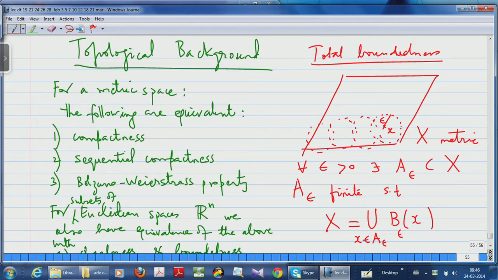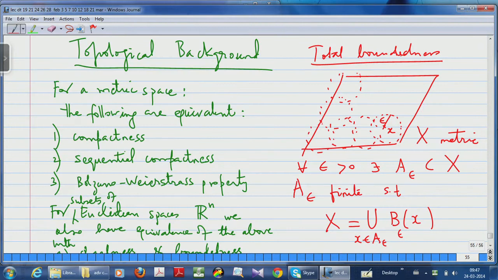The beautiful thing is that all these balls have the same radius epsilon, and there are only finitely many of them. They cover all of X, and this must happen for every epsilon greater than 0. If it happens for a particular epsilon, such a collection of finitely many points A epsilon is called an epsilon net.